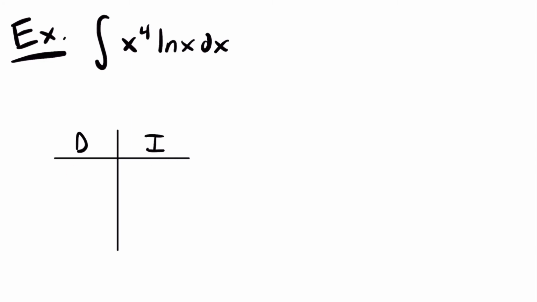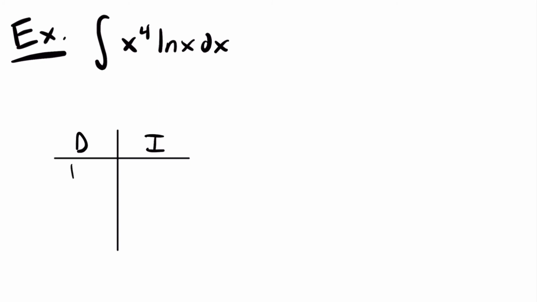And in this case, since we have an algebraic part times a logarithmic part, you're going to want to set the logarithm equal to u, or make that the beginning of your derivative column. Okay, and so then that would mean that x to the 4th power would be what we would set equal to dv, or in this case, what we're going to use for the integral column. So let's write that out.